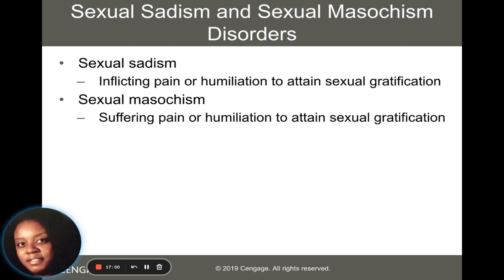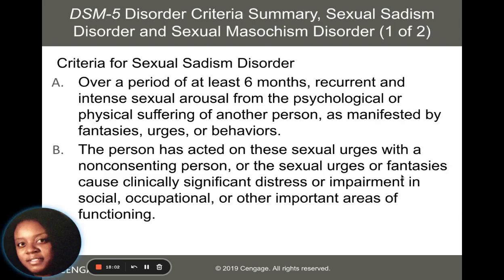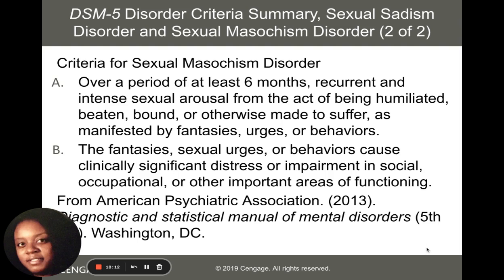If a person is with a partner and the partner is okay with having pain inflicted on them or giving pain, then it's generally not considered an issue. Here are the DSM criteria for sadism and masochism. Here are the rest of those criteria.